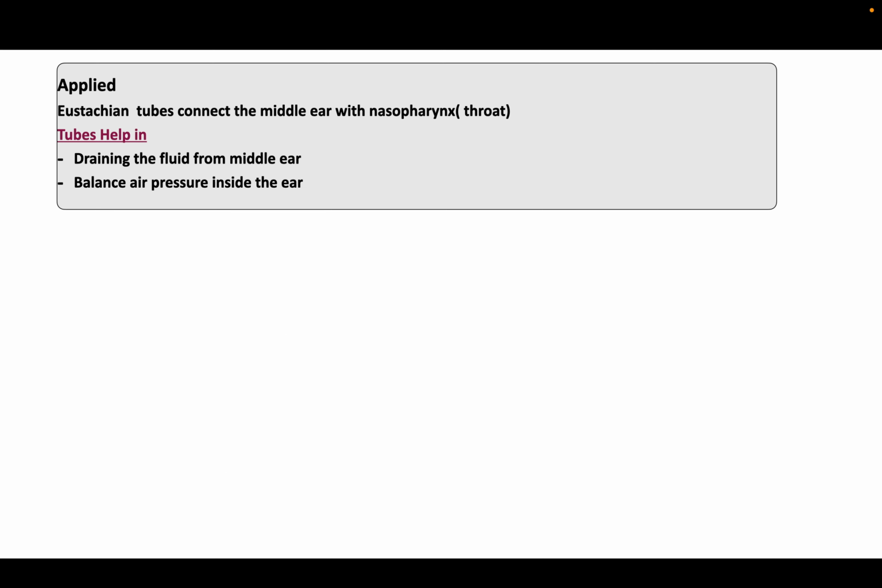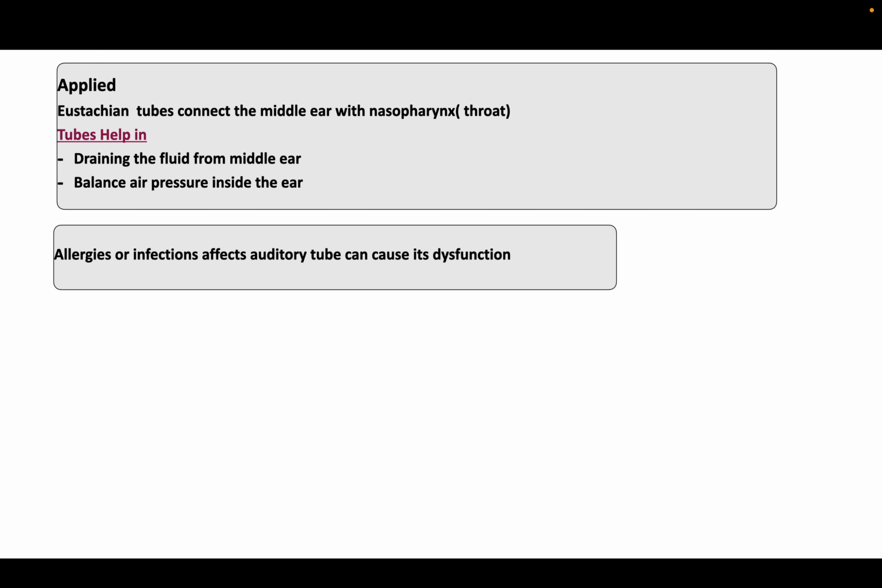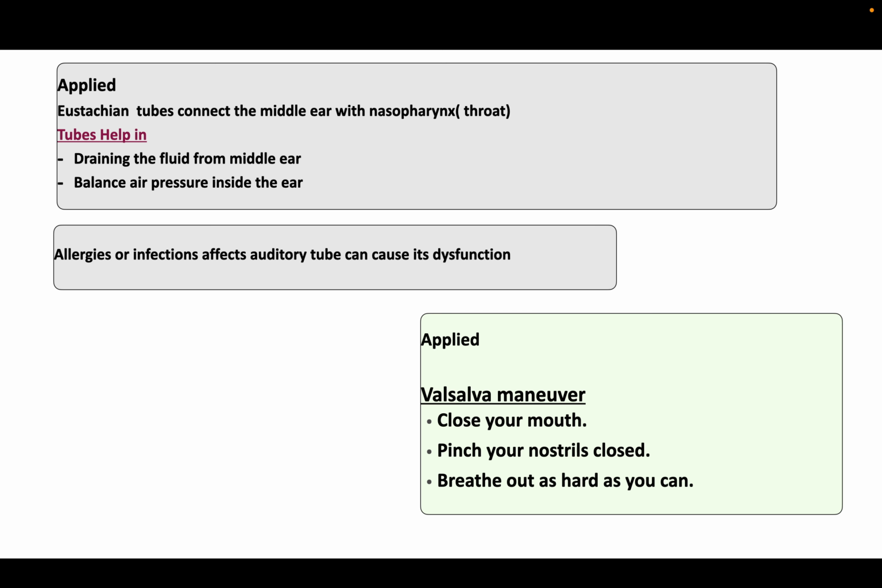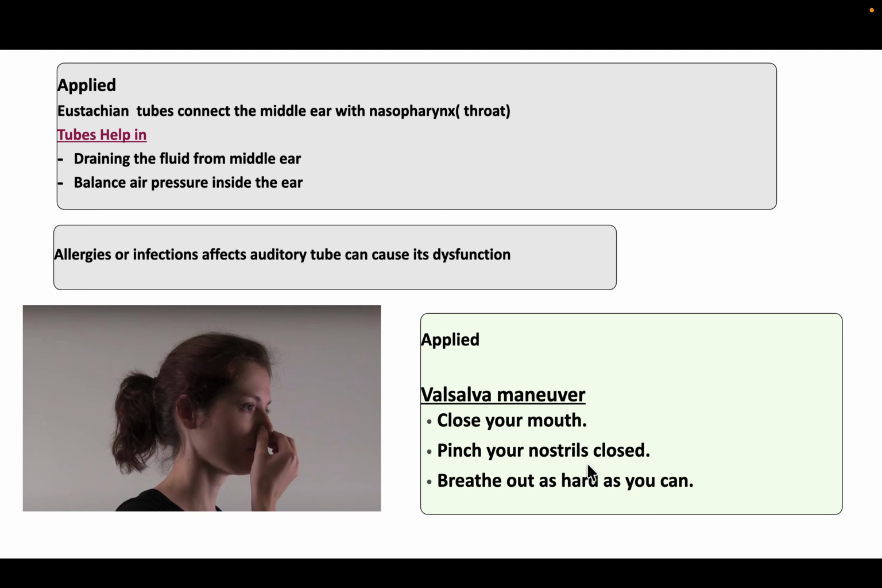Now if we see the applied anatomy, the eustachian tube connects the middle ear with the nasopharynx. The tube helps in draining fluid from the middle ear and balancing air pressure inside the ear. Allergies or infections affecting the auditory tube can cause its dysfunction. So these are the two major functions. If allergy or infection is there, then blockage of the auditory tube happens, which can cause dysfunction of the eustachian tube. For that, if there is some blockage in the eustachian tube, the Valsalva maneuver is preferred. So what is that? Close your mouth, pinch your nostrils closed, and breathe out as hard as you can. Definitely it will build up pressure, and it will try to open the eustachian tube.